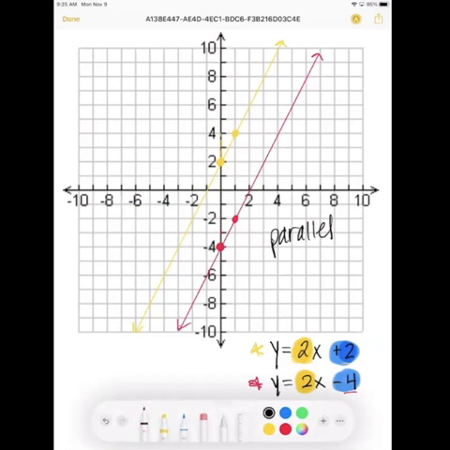All right. So, with that being said, parallel lines have the exact same slope. Parallel lines have the exact same slope. So, when you see two lines and it says y equals 2x or 3x or whatever the slope is, if they both have the same slope, then they are going to be parallel lines.